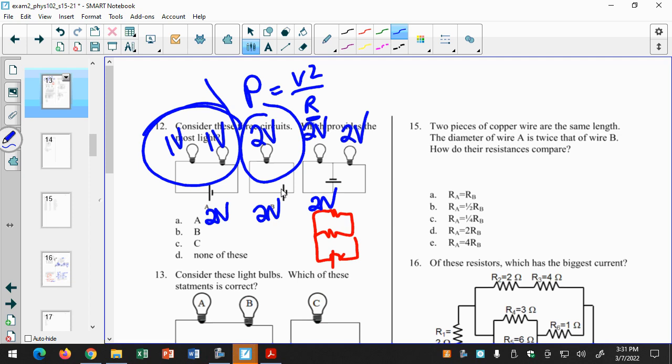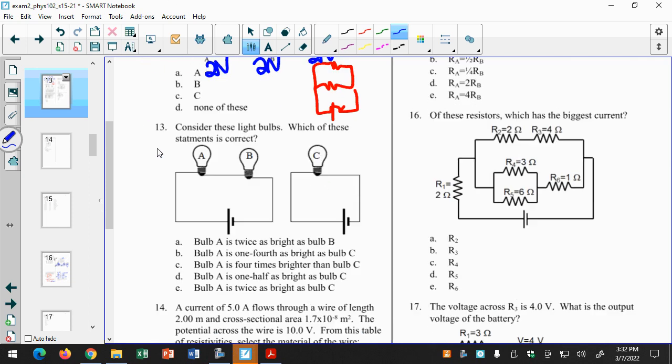Because the power put out by this one would be 4 times P, and each of these would add 1 times P. So these combined would give you 2 power, and this would give you 4 power. Okay? Alright, let's try this other one.